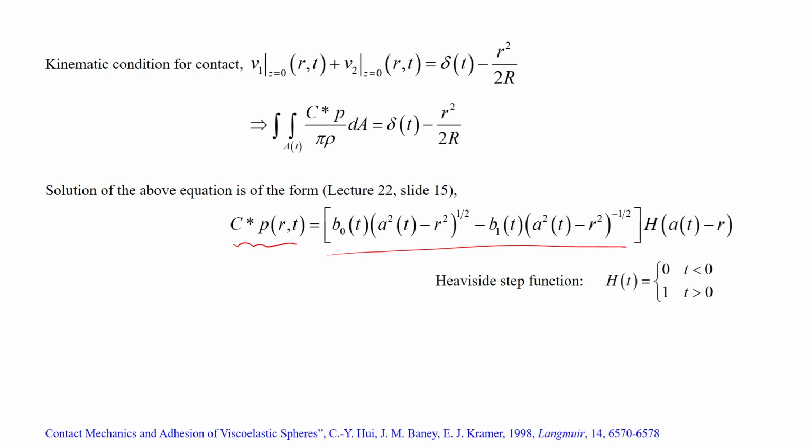Now, what we need to do is to obtain some expression of this delta t, and relate it to B0 and B1. How? By substituting this expression into this, and then we will do this integration.